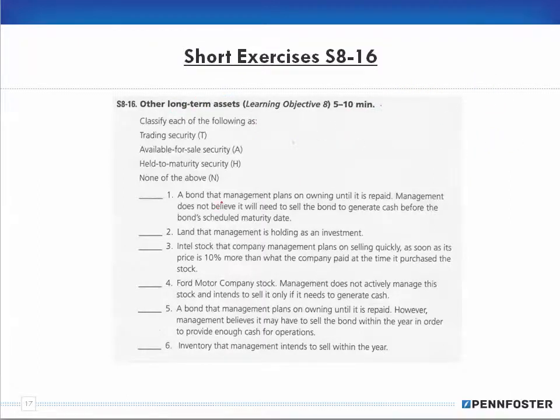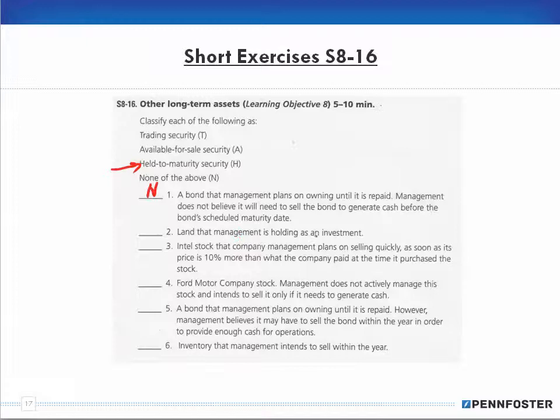But anyway, a bond that management plans on owning until it is repaid. Management does not believe it will need to sell the bond to generate cash before the bond's scheduled maturity date. So they're holding that until maturity. That would be a held to maturity security, because they won't need to sell the bond before the bond's scheduled maturity date.